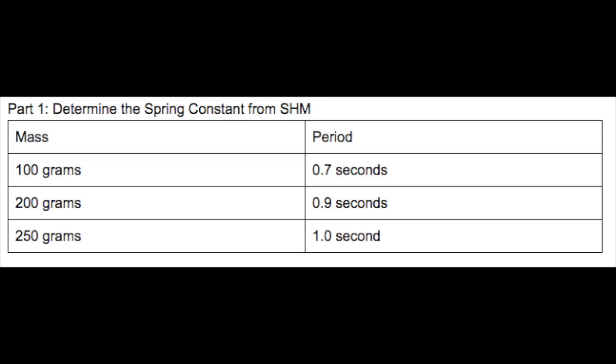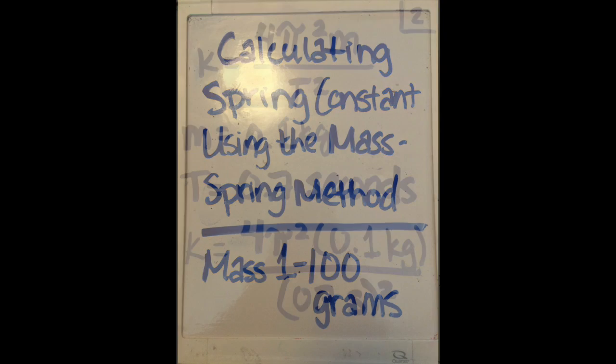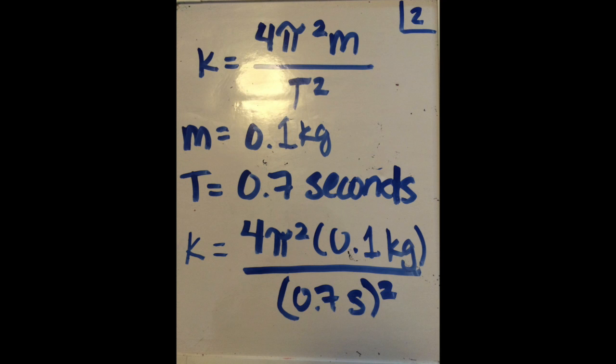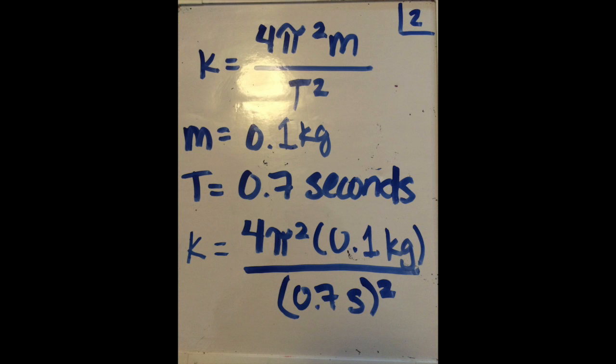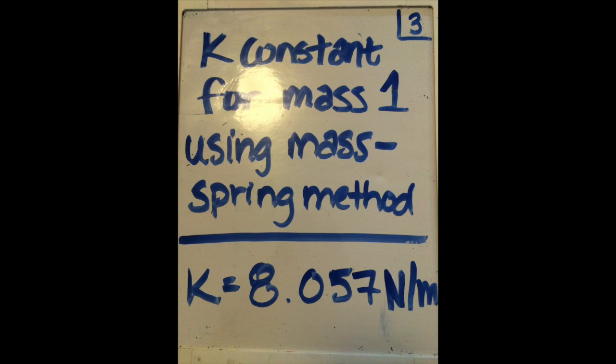The period recorded for the 100-gram mass is 0.7 seconds. To calculate the spring constant using the mass spring method, we input these values into the equation K equals 4 pi squared m over T squared. Here, m is 0.1 kilograms and T is 0.7 seconds. Therefore, the spring constant is 8.057 newtons per meter.